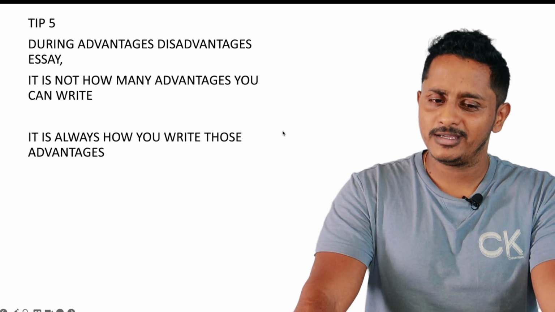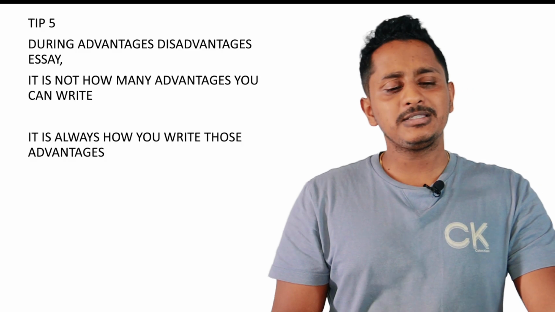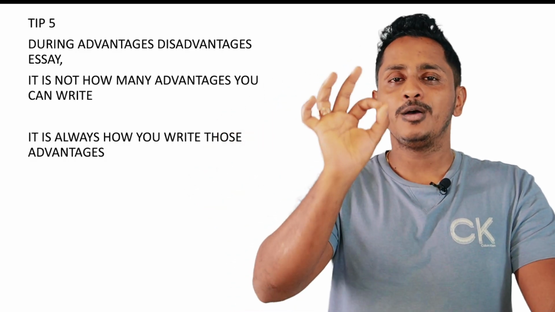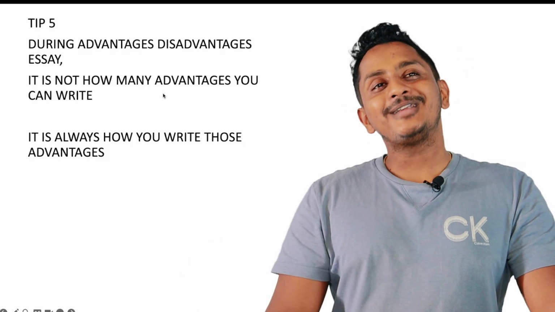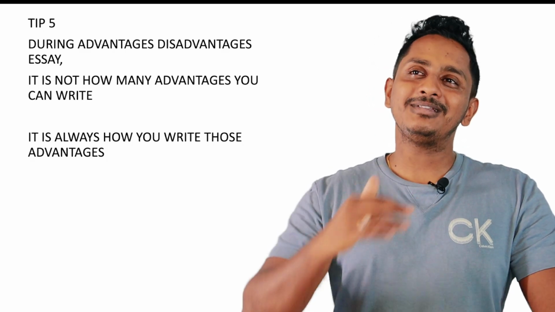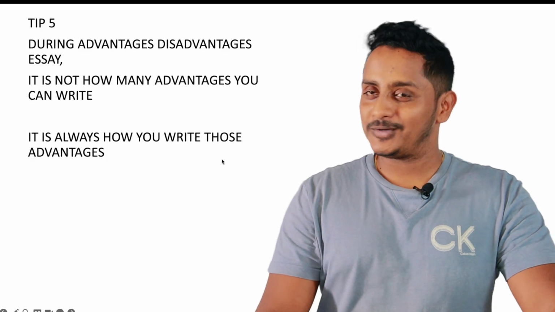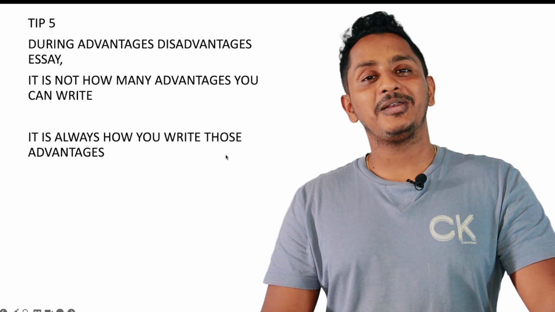Tip number 5: they are going to give you the topic and they say, discuss the advantages and disadvantages of the essay. Normal, advantage, disadvantage, pros, cons. It is not how many advantages you can write, it is whatever you have written, correct? Whatever advantages you have written, how you have written that. It is always how you write those advantages, not, to my knowledge, how many advantages you can write.